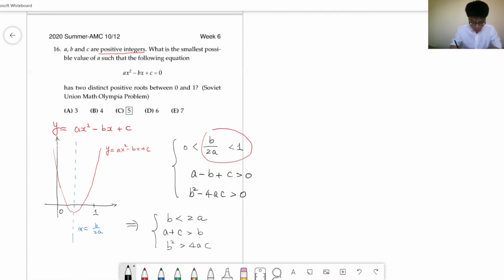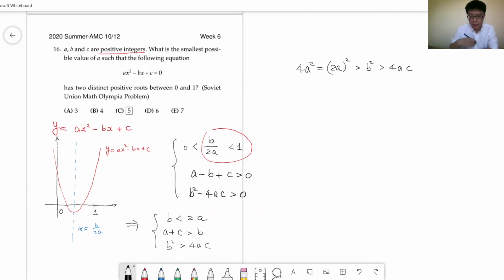Now let's discuss the values of a, b, c. First we have some inequalities as follows. We know that (2a) squared equals 4a squared. And 2a is larger than b, so 4a squared is larger than b squared. And b squared is larger than 4ac.